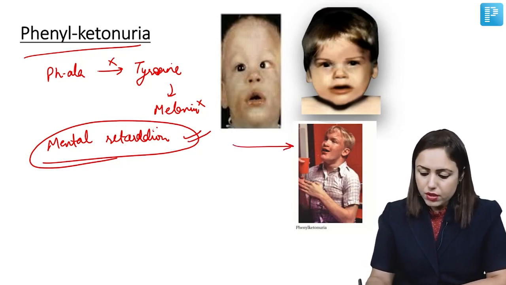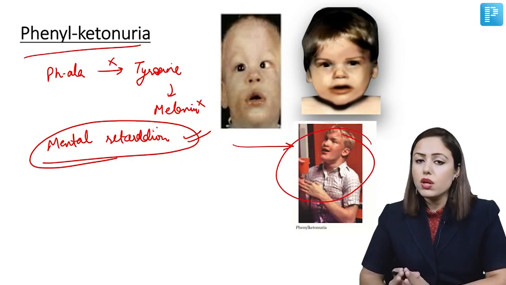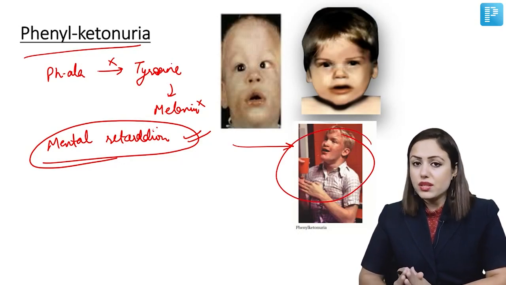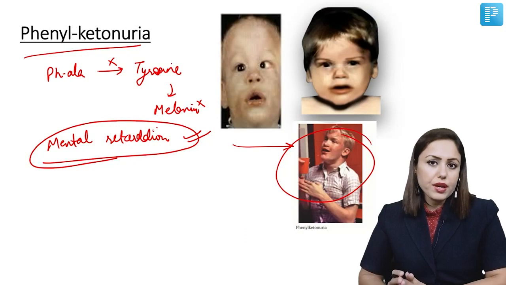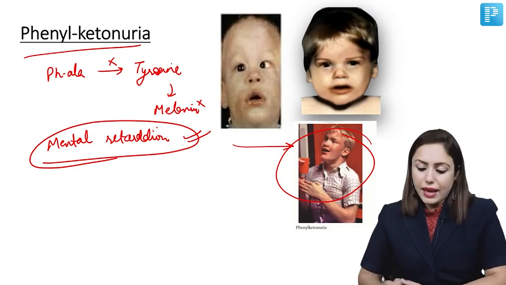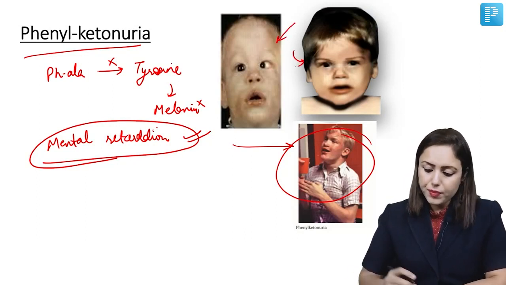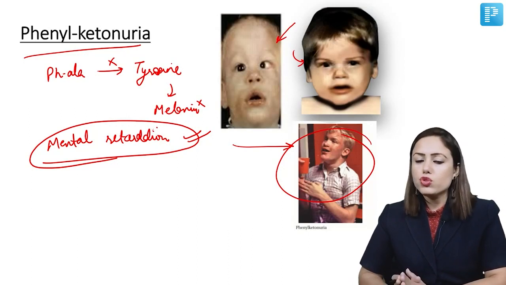So this is an adult untreated case of phenylketonuria. So you can clearly see in the picture that this patient looks mentally retarded, right? And in the above pictures, you can see the hypopigmentation, and usually these patients have bluish sclera.